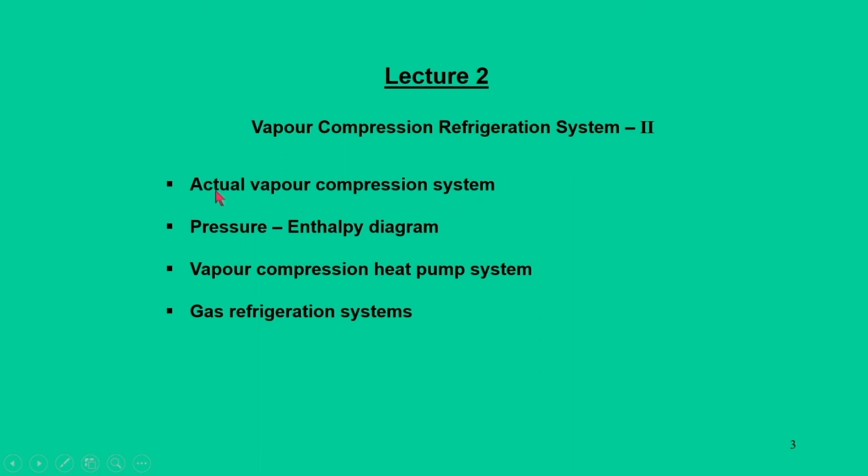In our previous class we analyzed an ideal vapor compression system consisting of a condenser, evaporator, compressor and a throttling valve, and that was the ideal case of operation. Now we will look into the actual vapor compression systems, in which we will introduce irreversibilities into the components of the vapor compression system. Apart from that, we need to discuss something on the pressure enthalpy diagram.